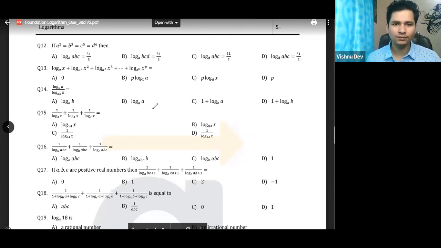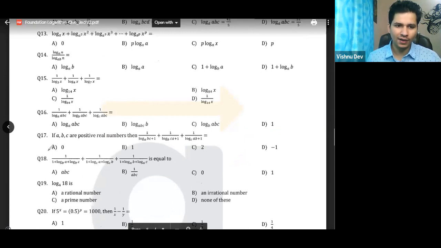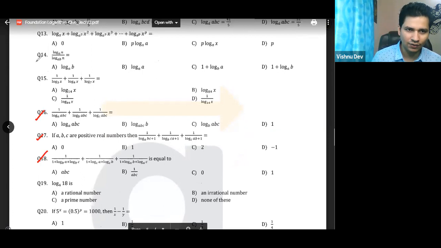Okay. Chalo. Next. Now, next we will solve question number 18. Why we will solve question number 18? Sir, because if I can solve question number 18, I can solve question number 16, question number 15, and question number 14. I can solve all the 4 questions if I can solve question number 18. So I will take question number 18.